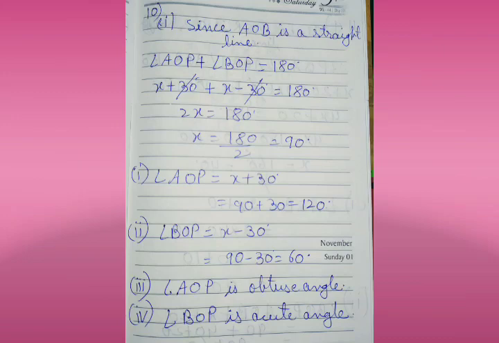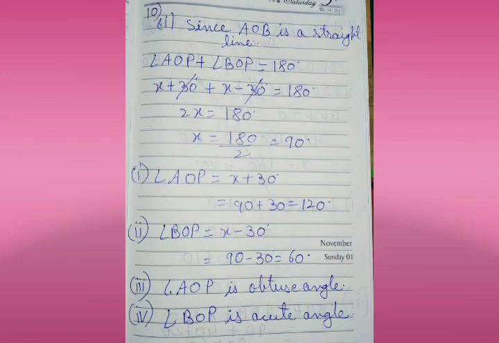Then subpart 2, AOP. AOP is what? X plus 30. So 90 plus 30 equal to 120 degree. BOP is what? X minus 30. So x is 90 degree. 90 minus 30 equal to 60 degree.